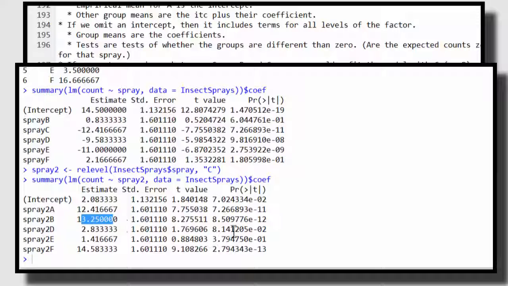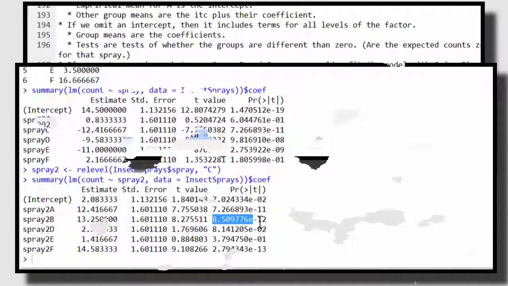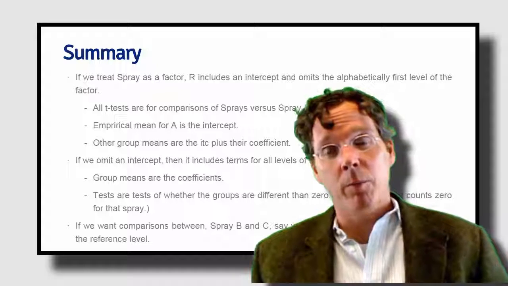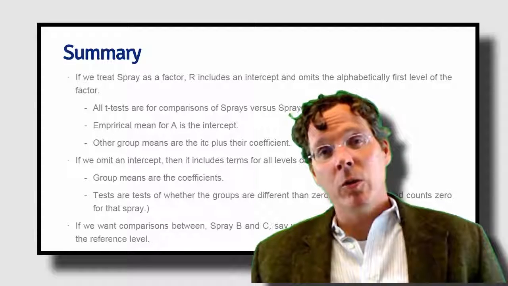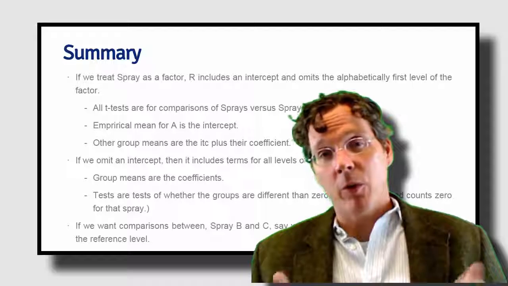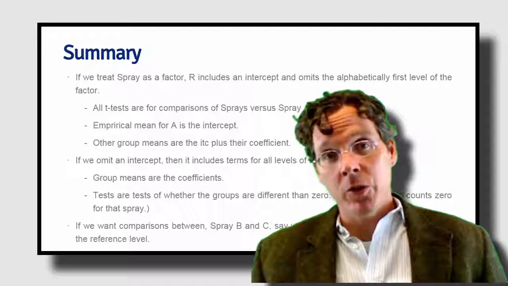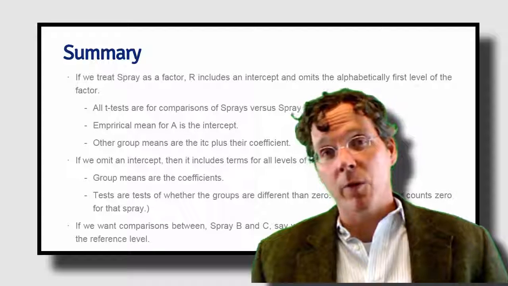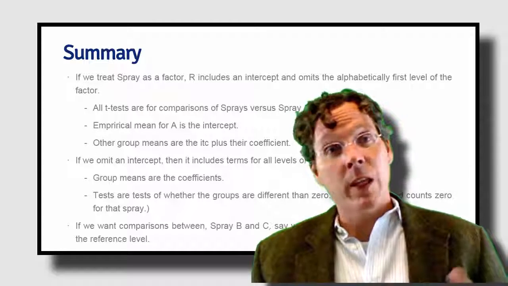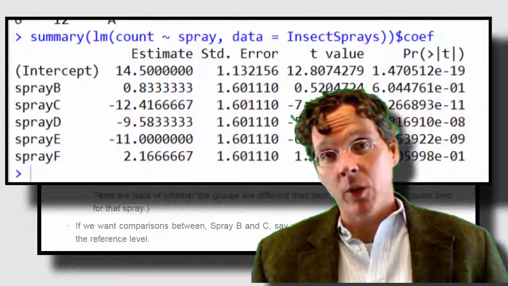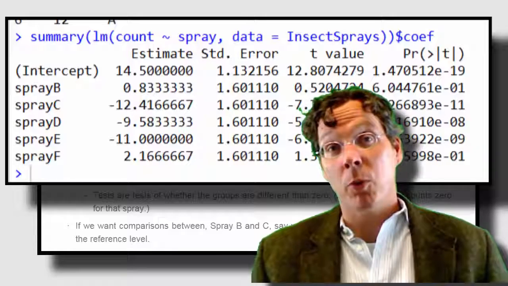And so if I wanted to test spray A versus spray C, I could look at this p-value. If I wanted to test spray B versus spray C, I would look at this p-value. So let me just recap, since this is a very important point. If we include a factor variable like spray in R, then R automatically includes an intercept and treats the first level of the factor as the reference level.